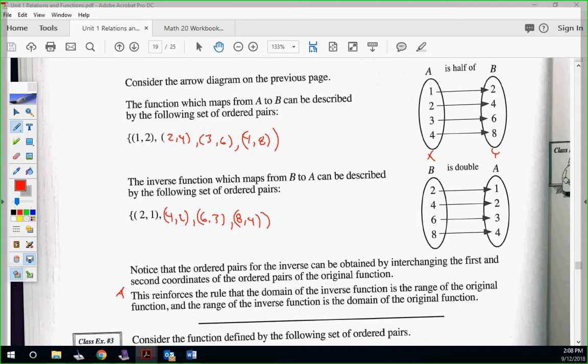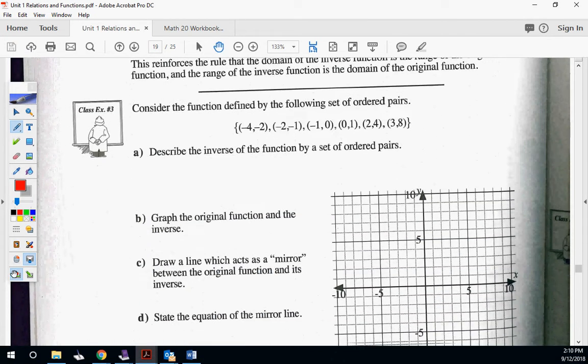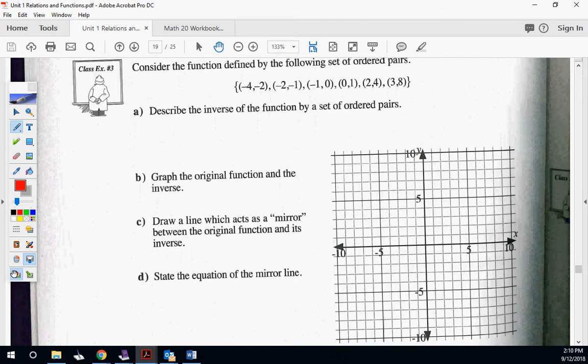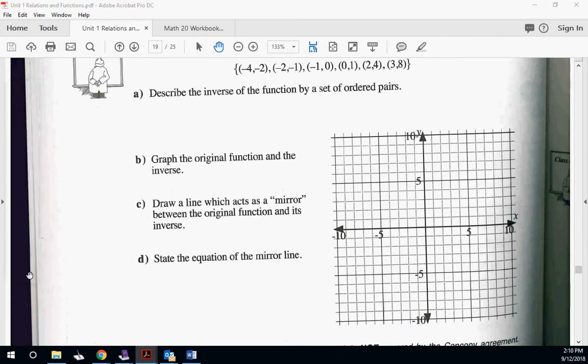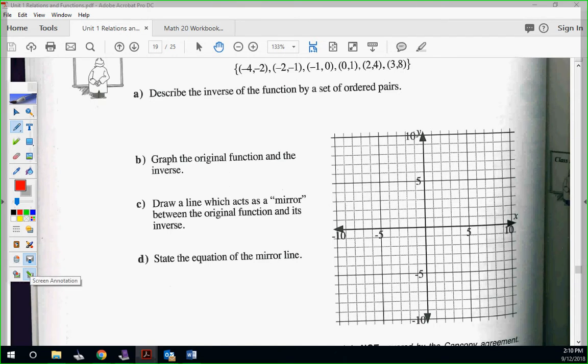Okay, so going further, let's actually look at one we're going to plot here. So consider the following set of pairs. We don't need to see that anymore. We'll get down so we get all the graph. Describe the inverse of the function by a set of ordered pairs. So we're just going to flip these. That's all we're going to do. We're going to go -2, -4. We're going to go -1, -2. We're going to go 0, -1. We're going to go 1, 0, 4, 2, and 8, 3.